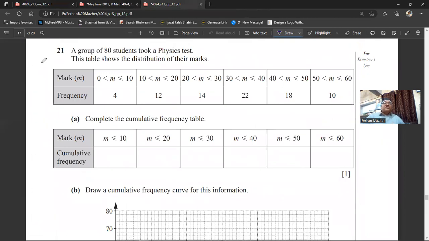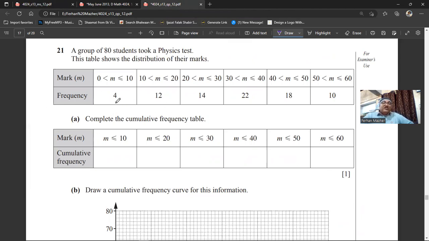A group of 80 students took a physics test. This table shows the distribution of their marks. Okay. So these are the marks. This is the frequency: 0 to 10, 4; 10 to 20, 12 students; 20 to 30, 14 students; 30 to 40, 22 students; 40 to 50, 18 students; and 50 to 60, 10 students. Complete the cumulative frequency table.